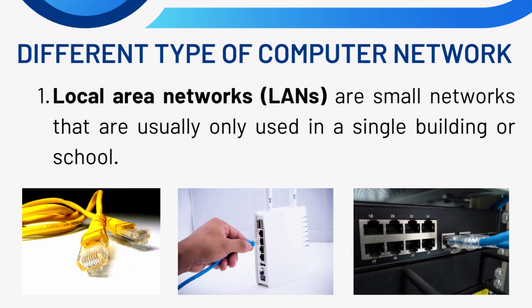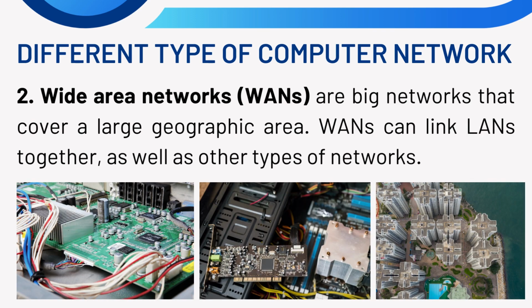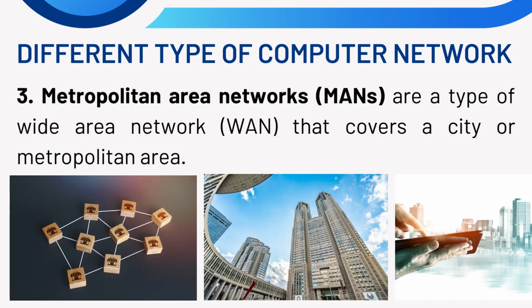The different types of computer network. 1. Local area networks, LANs, are small networks that are usually only used in a single building or school. 2. Wide area networks, WANs, are big networks that cover a large geographic area. WANs can link LANs together, as well as other types of networks. 3. Metropolitan area networks, MANs, are a type of wide area network, WAN, that covers a city or metropolitan area.